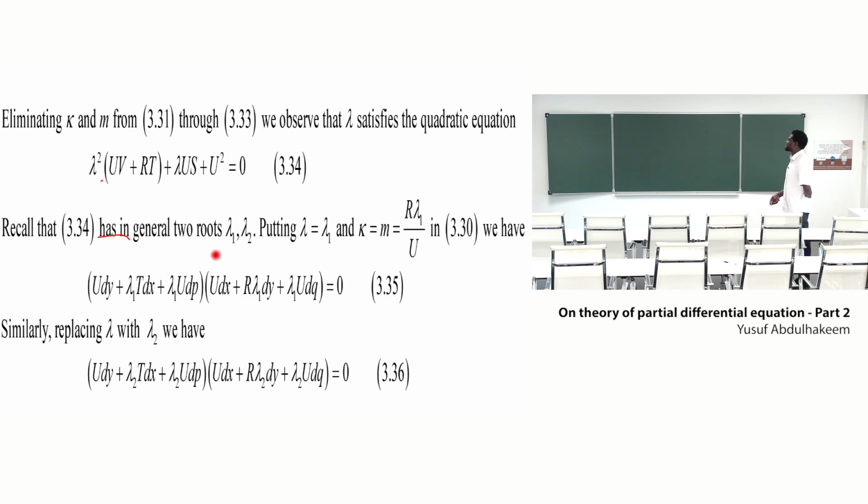And then we recall that 3.34 has in general two roots, alpha 1 and alpha 2. If you look at it very well, you see that this is a quadratic equation in alpha squared here. Then putting alpha equal to alpha 1 and k equal to m equal to this in 3.30, then we have this equation. You can see. Then similarly, replacing alpha with alpha 2, we are going to obtain this equation also.